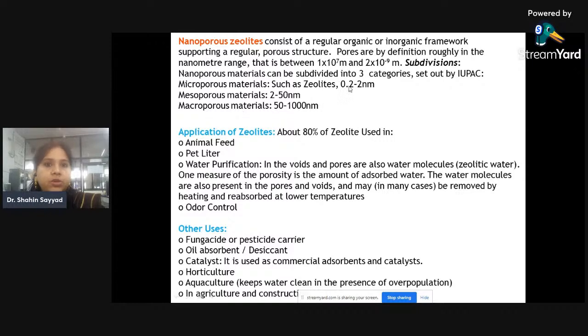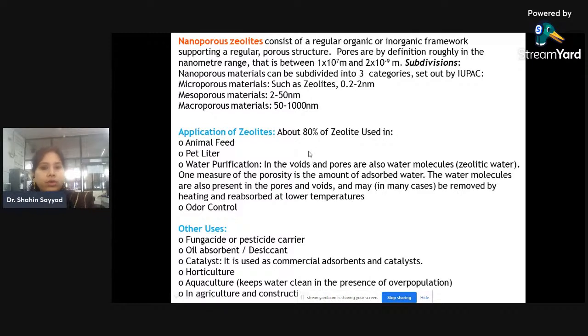If the pores have a dimension of 0.2 to 2 nanometer, they are called microporous material. If the pores have a dimension of 2 to 50 nanometer, it is mesoporous material. If they have a dimension of 250 to 1000 nanometer, they are called macroporous material.